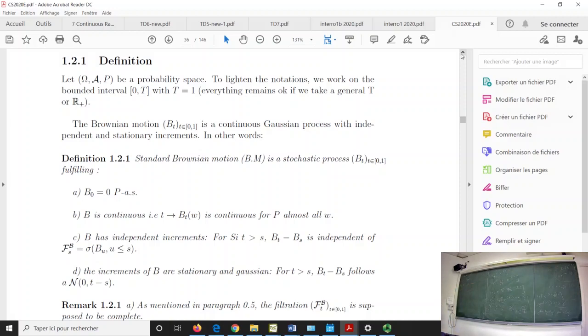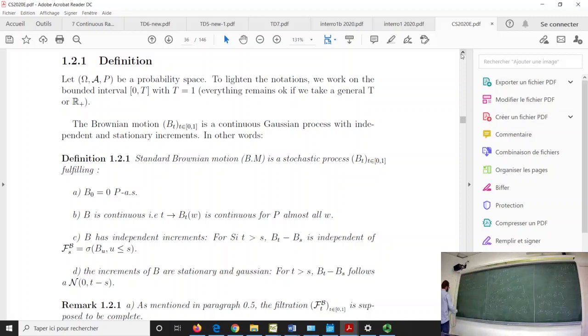And I define the Brownian motion this way. Definition 1.1. A Brownian motion, or B_t for t belonging to [0, T], is a Brownian motion if it follows four properties. So it's the definition of a standard Brownian motion here. First, I want to start from 0. No choice for the starting point.